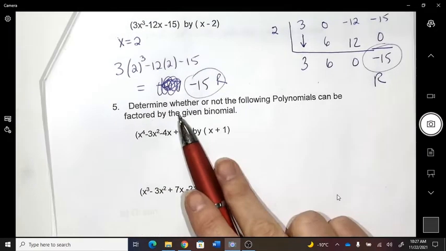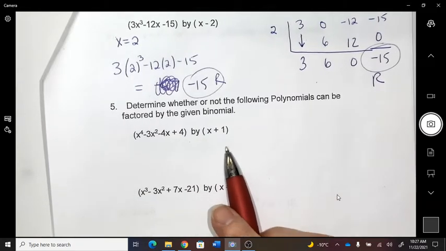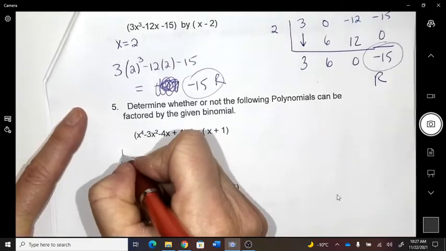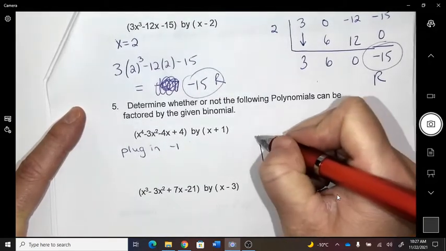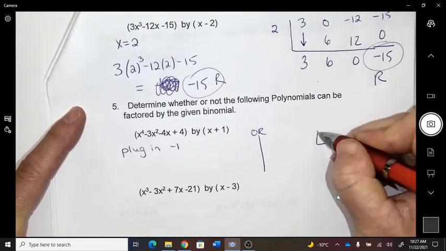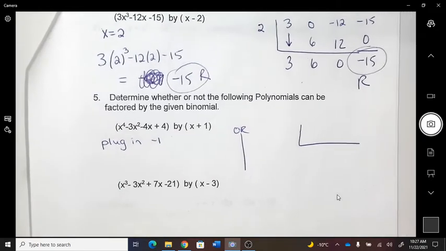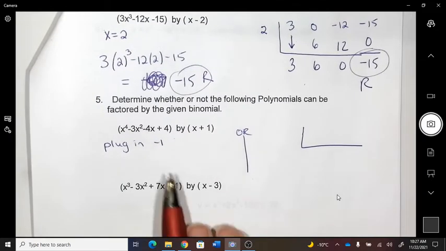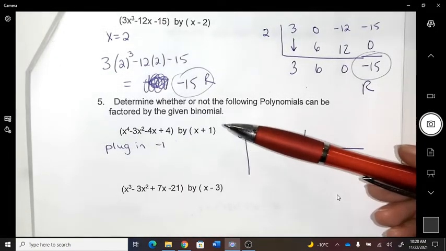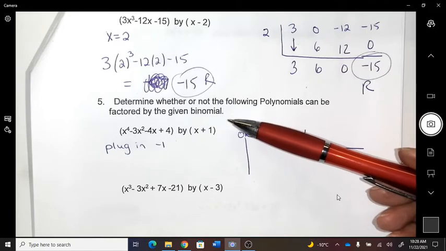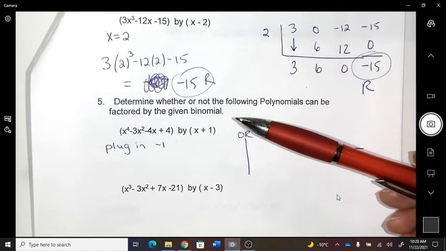Okay, so this says determine whether it could be factored or not. Because this hasn't told me how I had to do it, do you understand you have 2 methods? You could do the remainder theorem, or you could synthetically divide. So this question would be up to your preference, right? Because it said determine whether or not. My understanding would be that they probably would want you to do the remainder theorem because it should be faster.